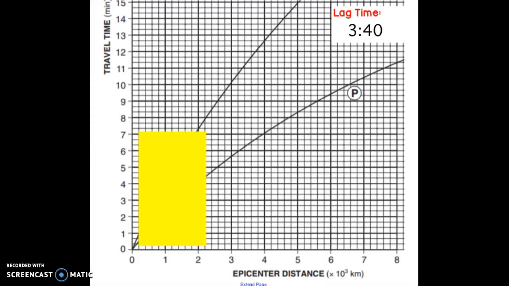All right, the next thing to do after finding the lag time is we're going to find the distance to the epicenter. So to do that, you need your graph and then a note card or a piece of paper to go with that. So up in the right-hand corner, we were given the lag time of 340.